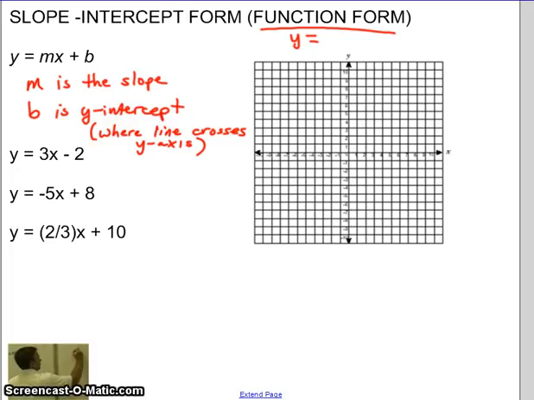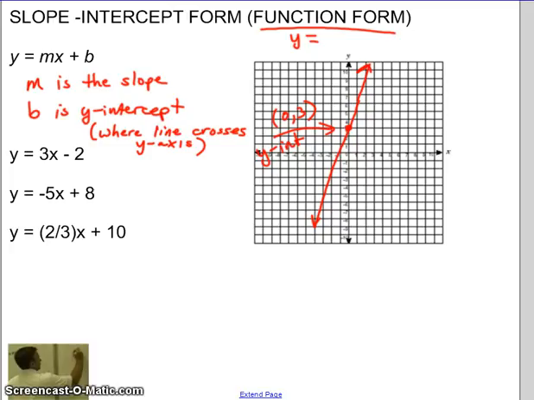Looking at a picture here, I'll draw a quick line. The slope of the line will be its rise over run, and the y-intercept is where the line crosses the y-axis. If you look at this line I just drew, the y-intercept is right there, and that's at (0, 3).